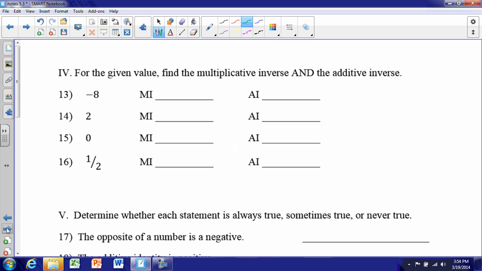Next page. All right, this time it says for the given value, find the multiplicative inverse and the additive inverse. Well, remember the multiplicative inverse is the reciprocal, but the additive inverse is the opposite sign. Okay? So for number 13, let's do all the multiplicative inverses first. And again, those are reciprocals.